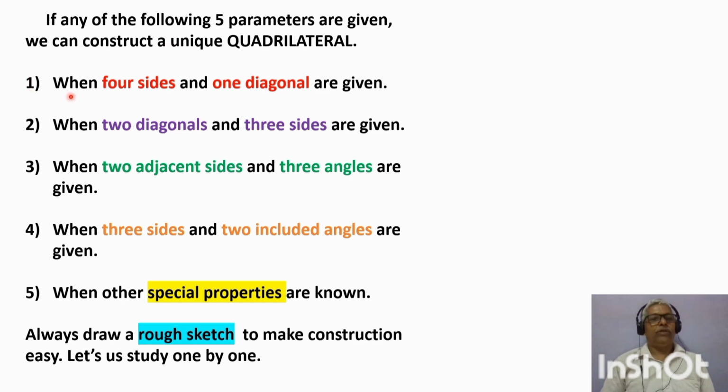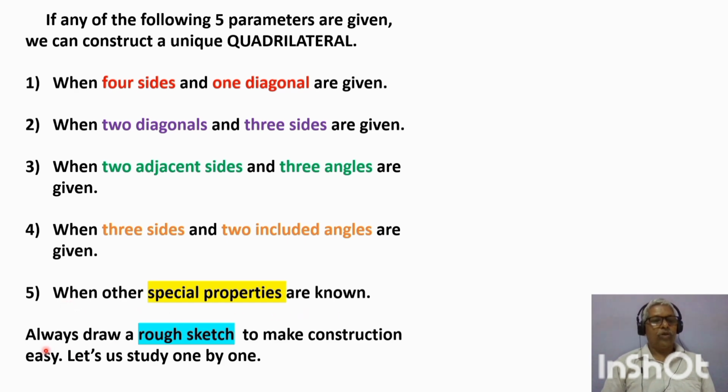First one, when four sides and one diagonal are given. You have seen this. Second, two diagonals and three sides are given. Third one, two adjacent sides and three angles are given, not any sides, so adjacent sides, and three angles are given. Fourth one, when three sides and two included angles are given. We will see all of them in detail. And the fifth one is when other special properties are known.